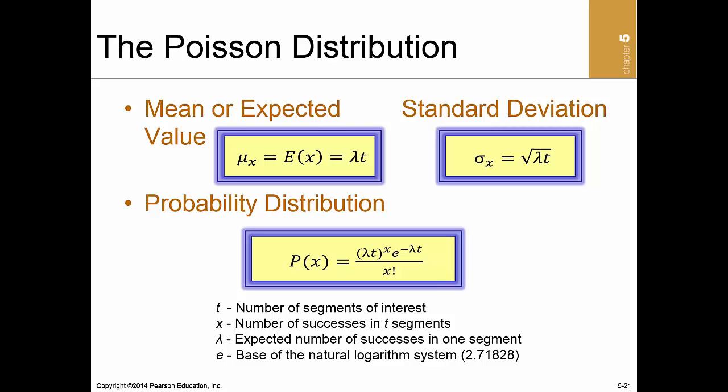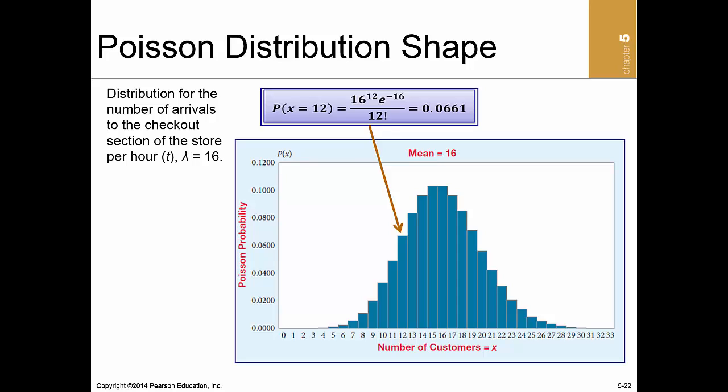It should be noted that the standard deviation of the Poisson distribution is simply the square root of the mean. Therefore, if you're working with a Poisson process, reducing the mean will also reduce the variability. In this example, a study conducted at Whole Foods shows that the average number of arrivals to the checkout section of the store per hour is 16.